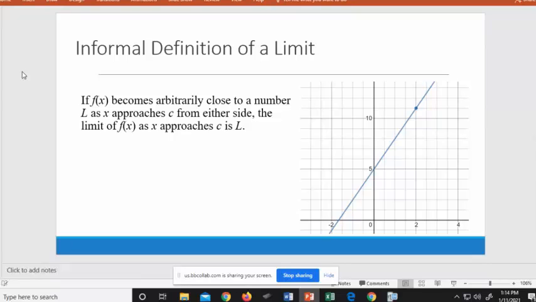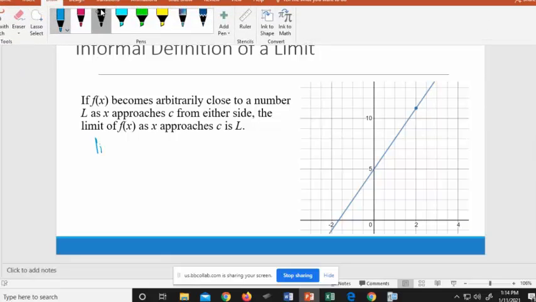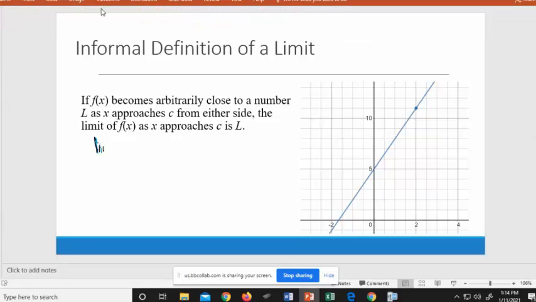Okay. So all together, this statement mathematically would look like this. The limit, lim, of a function f of x, as x approaches some number, as x approaches c, okay, is equal to this limit, L. So it is equal to this y value. Is that okay? That's a y value.